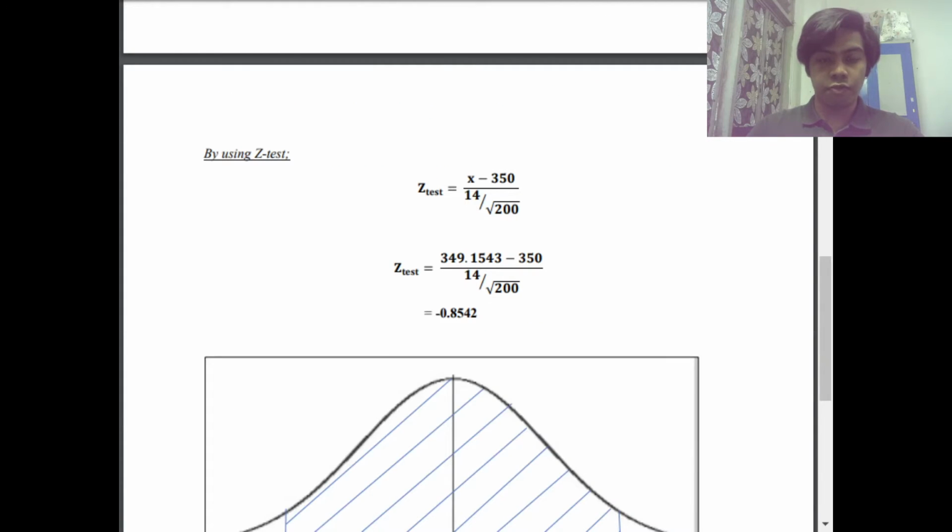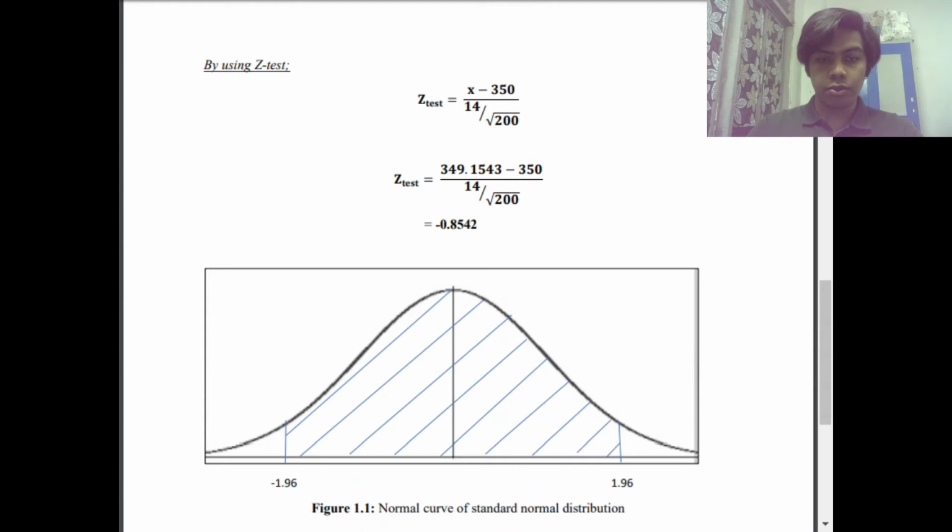So what we have here is the formula or the equation. So Lajakk test is equal to x minus 350, which is the mean required by the FDA, over 14 divided by square root of 200. So the x here represents the mean of our tablets produced in December 2020. So it is 349.1543, which we obtained from our calculation in Microsoft Excel. So the final value or the final answer that we get here is negative 0.8542.